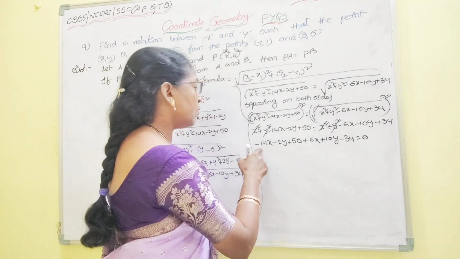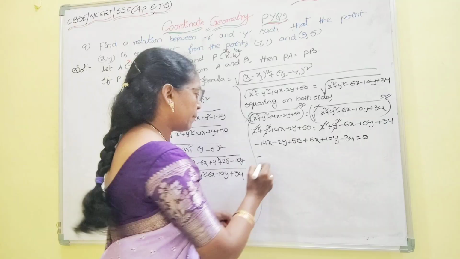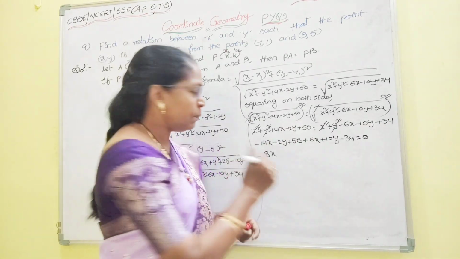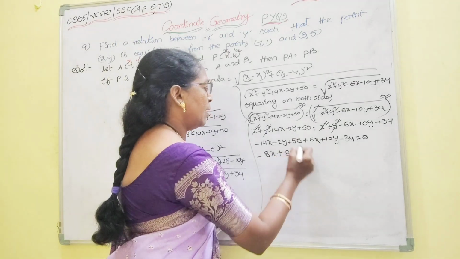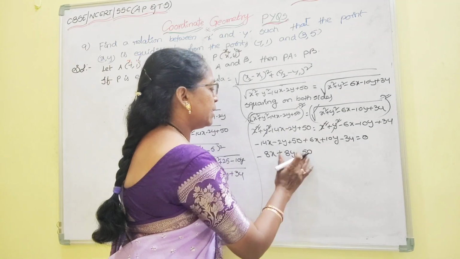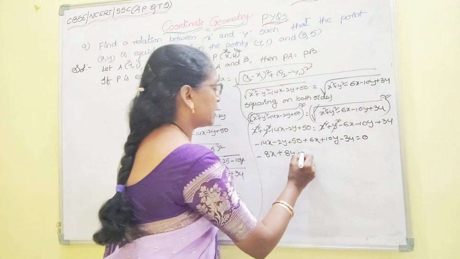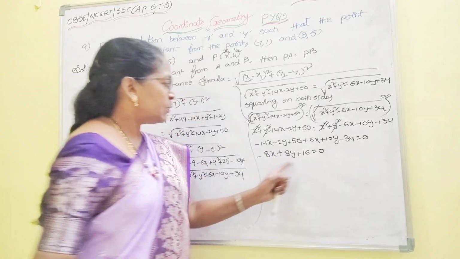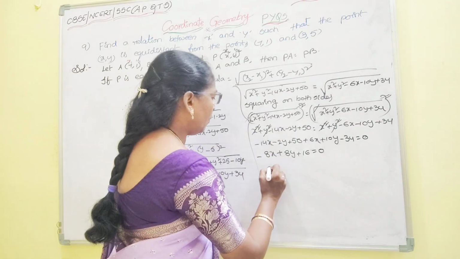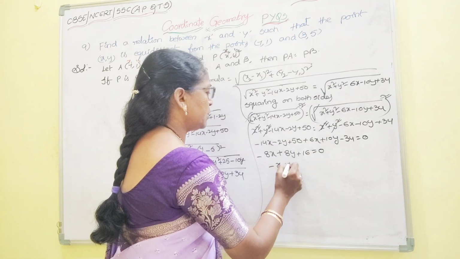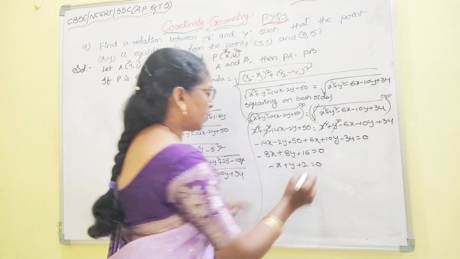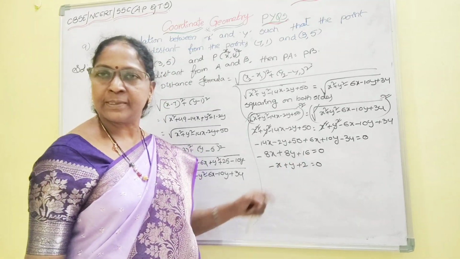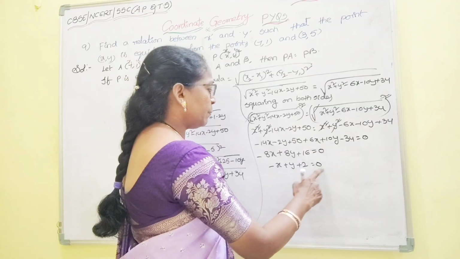Now here minus 14x plus 6x equals how much? Minus 8x. Minus 2y plus 10y equals plus 8y. Plus 50 minus 34 equals how much? Plus 16, equal to 0. Now here 8 is divisible into all the numbers. You can simply write minus x plus y plus 2 equal to 0. That means 8 is divisible into all the terms: one time, and in these, 2 times. So minus x plus y plus 2 equals 0.